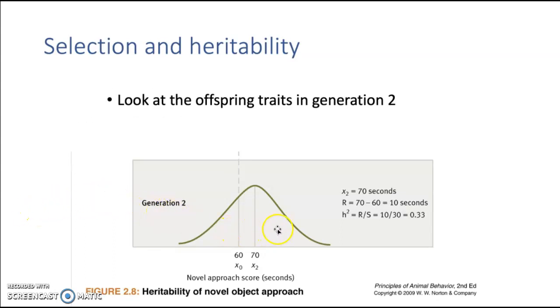Offspring in generation 2. What we see here is the original population average of 60. Here is the new population average. The actual scores have changed. The actual distribution of traits in that population has changed. That is the response to selection. But remember, the average value of the traits for individuals who reproduced was 90 seconds. The average value of the traits of their offspring is 70 seconds. That means that offspring don't have exactly the same trait that their parents do with respect to this approach measure.